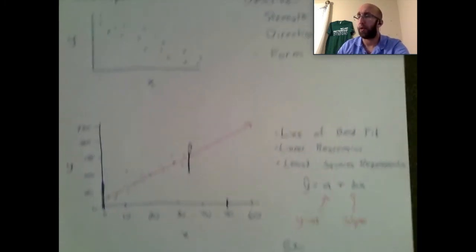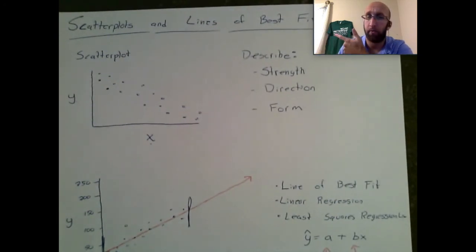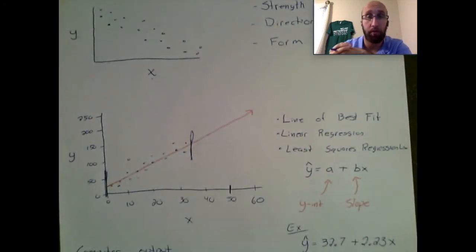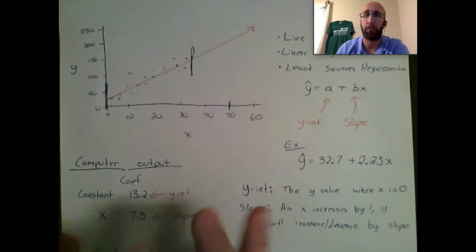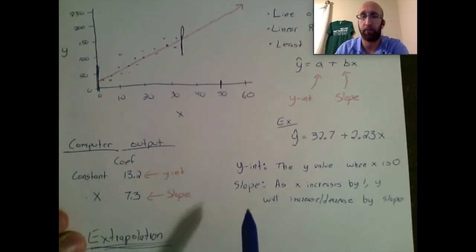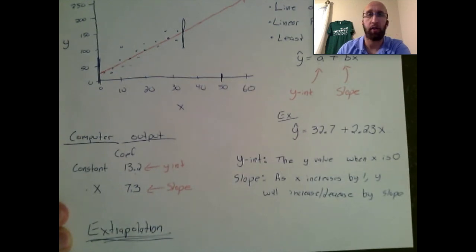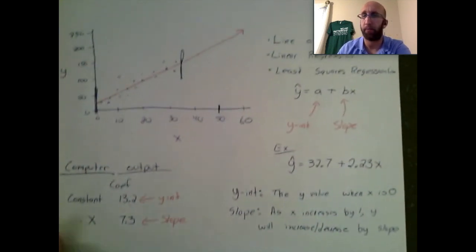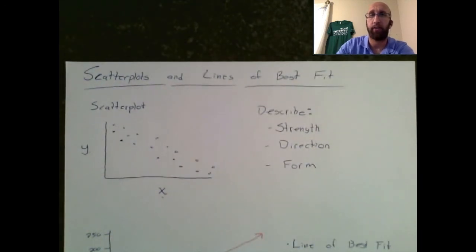So this was a general overview of scatterplots, how we talk about them, what we can do with them as far as finding the line of best fit and making predictions, and some of the smaller details you need to worry about: computer outputs, y-intercepts, slopes, and extrapolation. I'll make one more video that goes a little bit further on some of these details, but this is your general overview on scatterplots and lines of best fit.